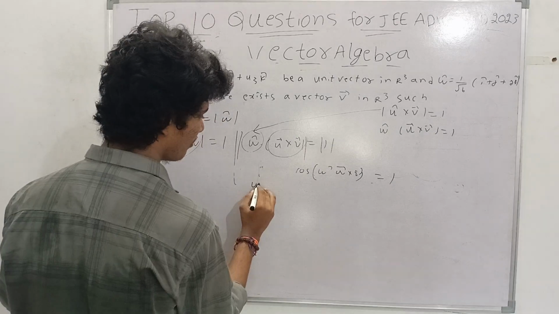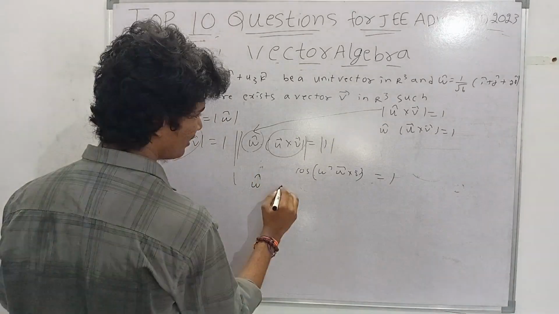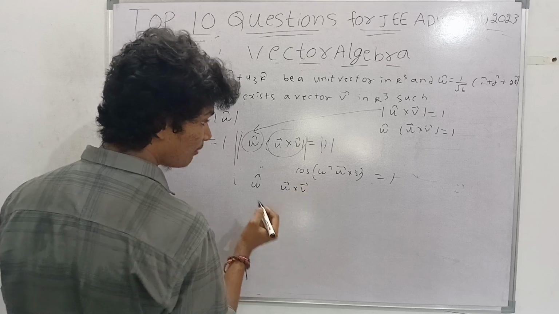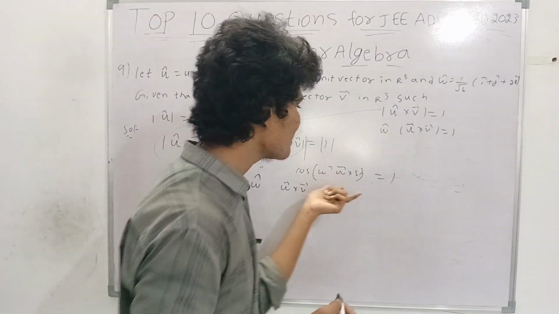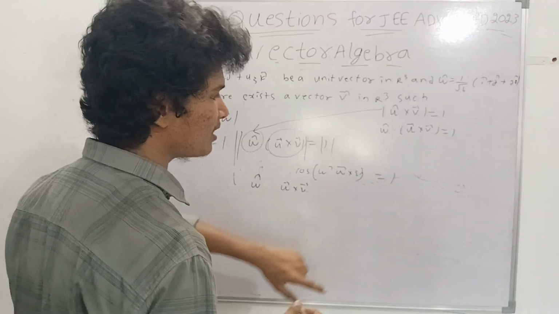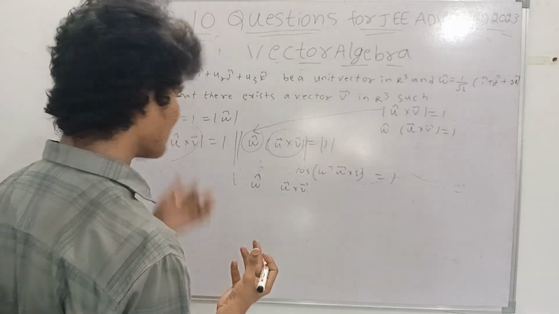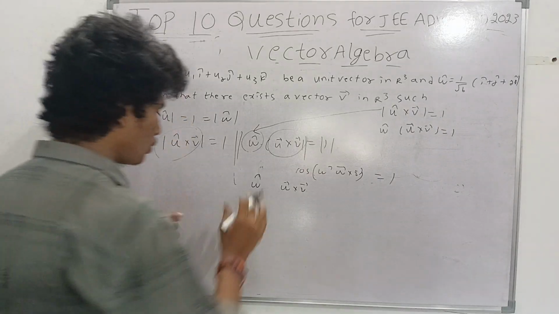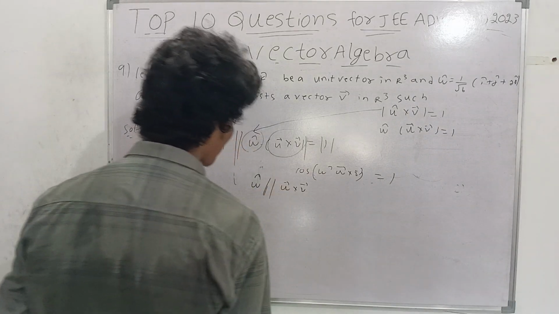So the angle between omega vector and u cross v vector, what is the angle between these two things? How is the cos related to 1? The cos is related to 1. How much? What is the angle? The angle is simply 0. So these two things are parallel.